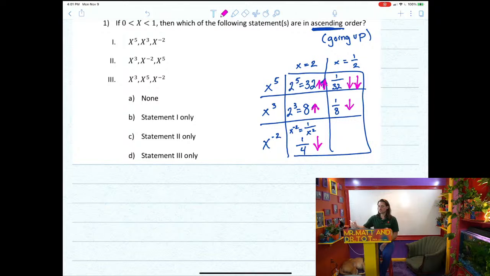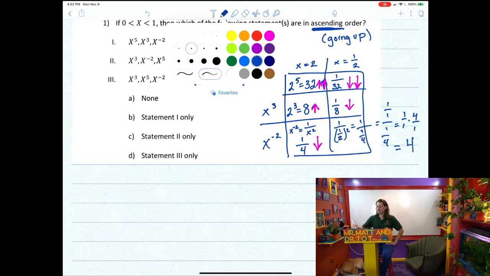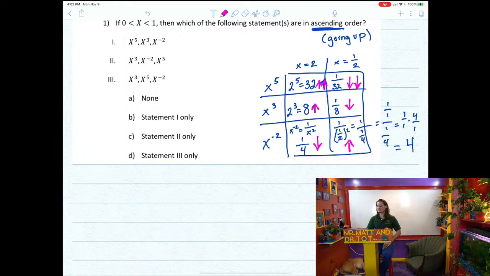But if the number is in between 0 and 1, like 1/2, then we'd have 1 over 1/2 squared. That's going to be 1 over 1/4, which is the same thing as 1 over 1 over 4, which turns into 1 over 1 times 4 over 1, which would be 4. So this guy increases. You see that the opposite is occurring than what would normally occur with a value greater than positive 1.